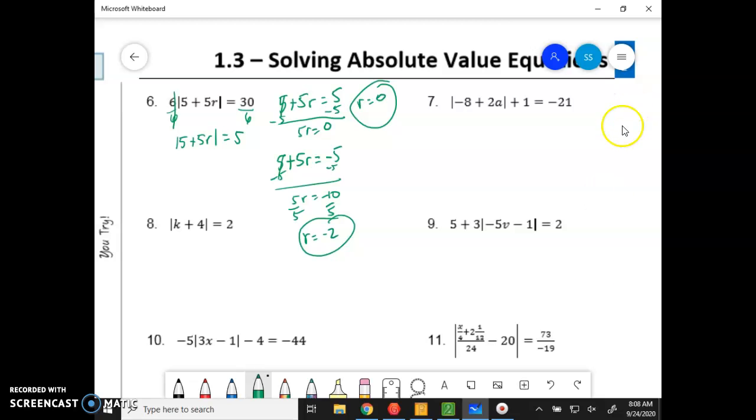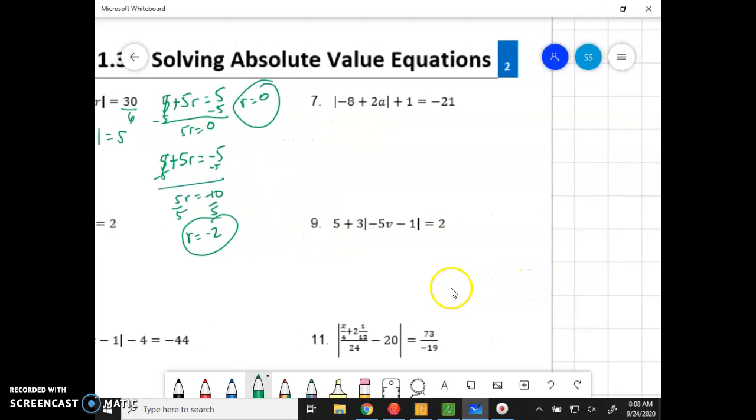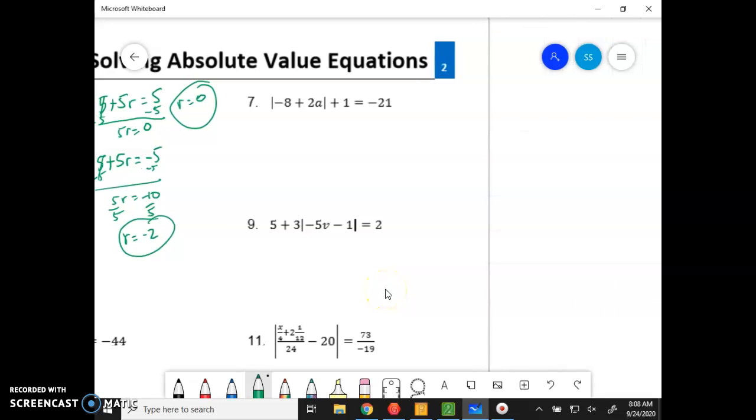All right. Number 7. First thing I need to do is get rid of anything outside the absolute value bars, which would be this positive 1 here. This is saying we're taking this absolute value expression inside here and then adding 1 to it. So here we are going to subtract it out, and we're going to be left with -21. This will go away. We're left with the absolute value of -8 plus 2a is equal to -21.